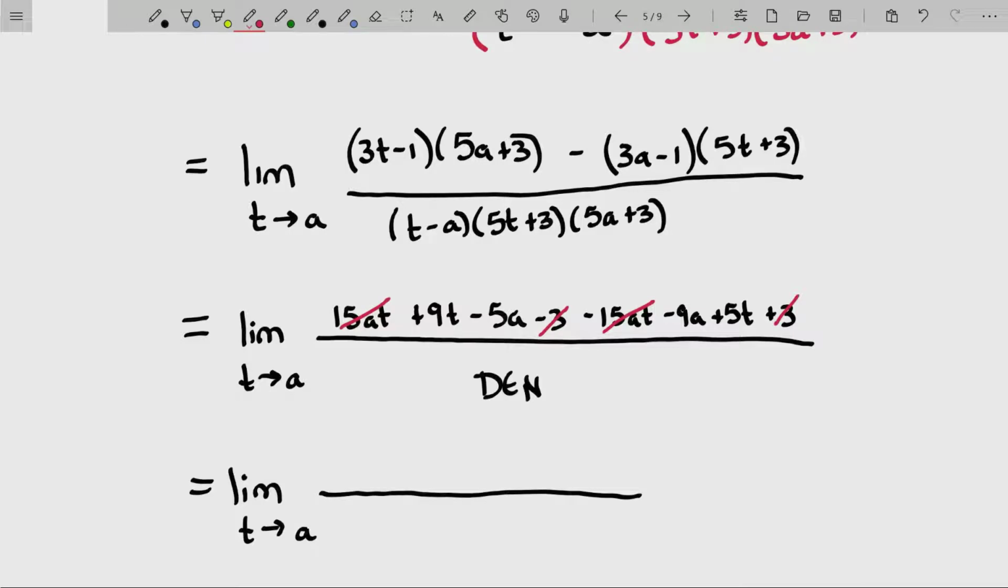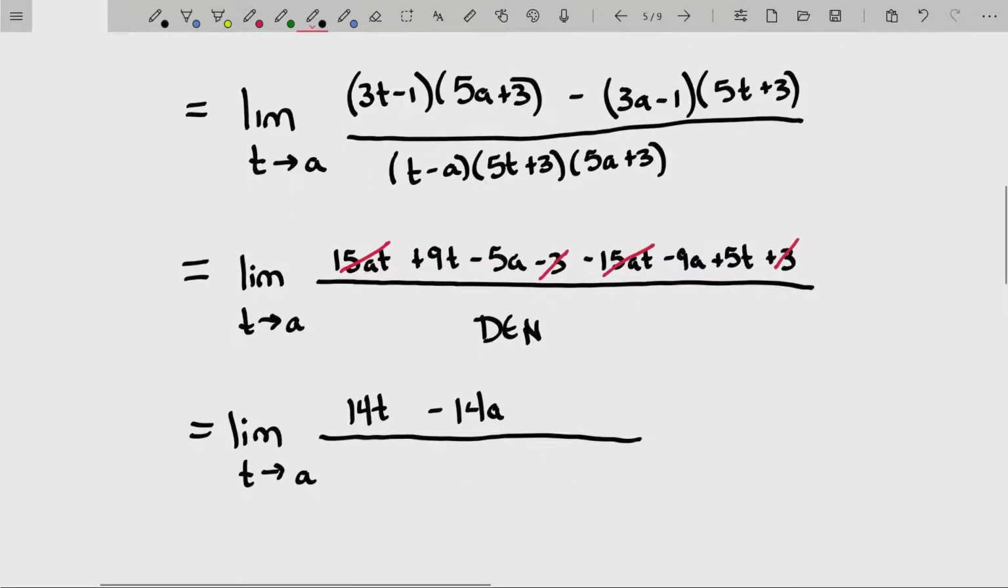Let's see. 9t plus 5t is 14t. And negative 5a minus another 9a is a negative 14a. And now I will write in the denominator. It's t minus a times 5t plus 3 times 5a plus 3.